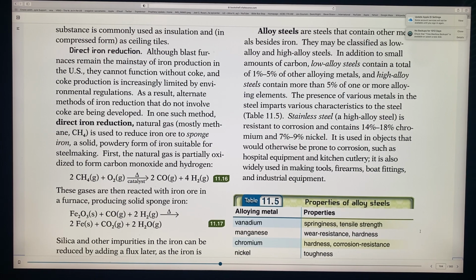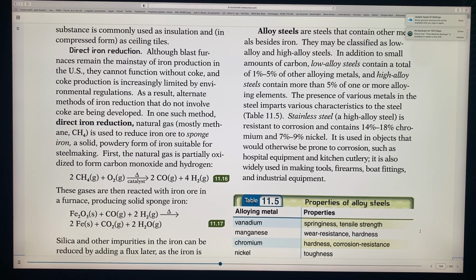And in doing that, reducing iron to what's called sponge iron. So here's the formula of reducing this to get the sponge iron. But you can't just use sponge iron for regular iron. You're going to have to take that sponge iron and turn it into steel. So it's used to manufacture steel.